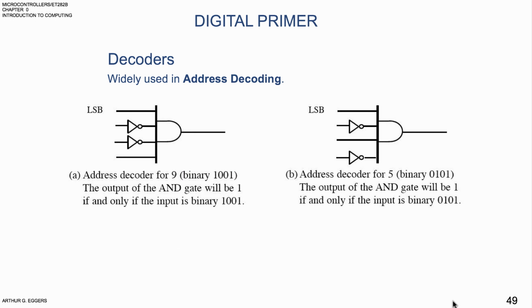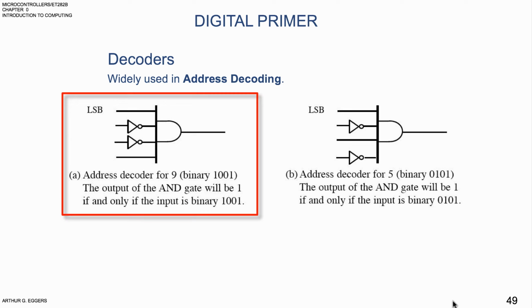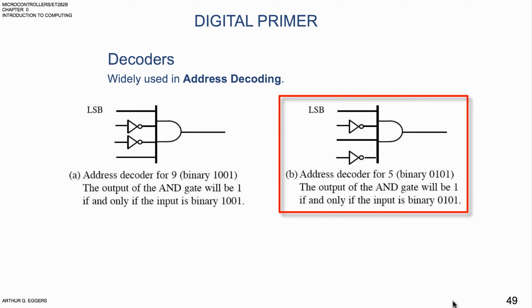Decoders are used widely for address decoding. And you can see on the left here, you've got a couple of inverters input to an AND gate. That is an address decoder for 9, again the binary 1001. The output of the AND gate will be 1 if and only if the input binary is 1001. On the one on the right, the address decoder for a 5, binary 0101, the output of the AND will be a 1 only if the input is 0101.